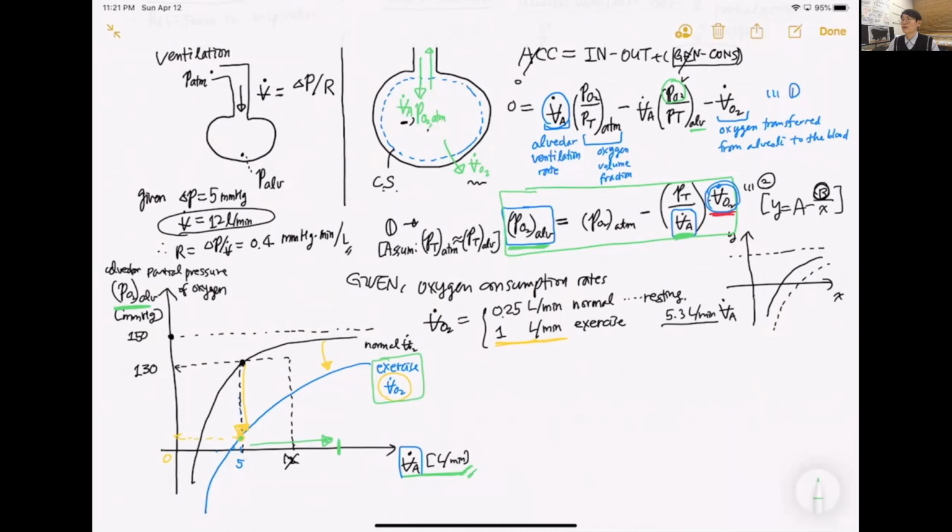So now let's move on. We will discuss more about oxygen carriage in the blood in the next session.